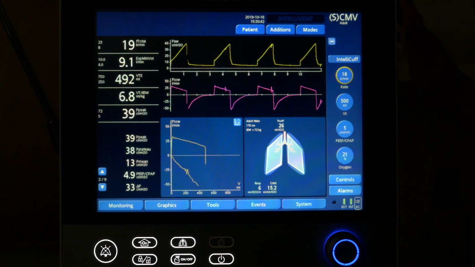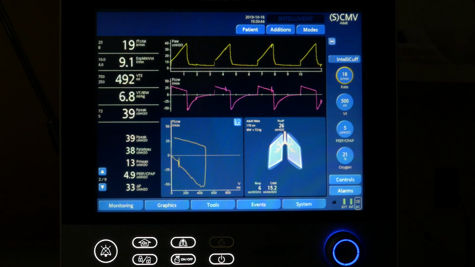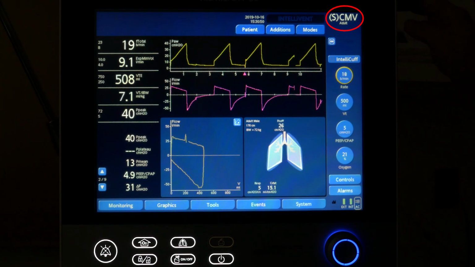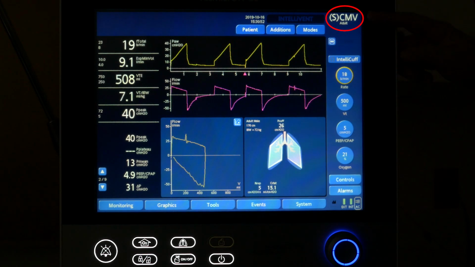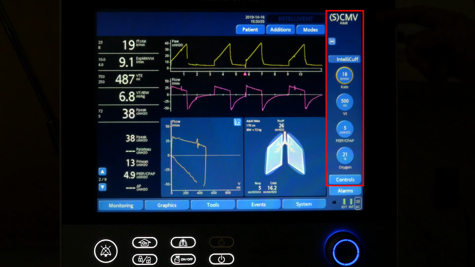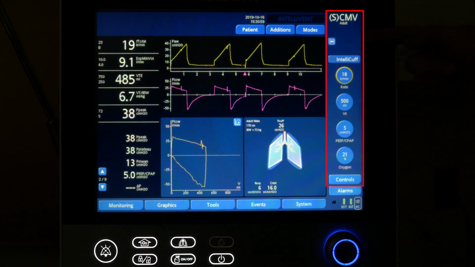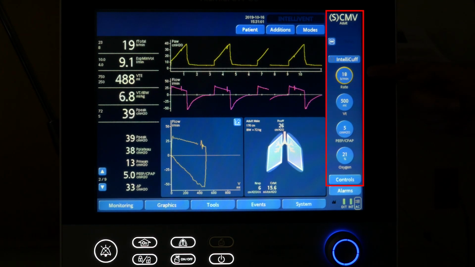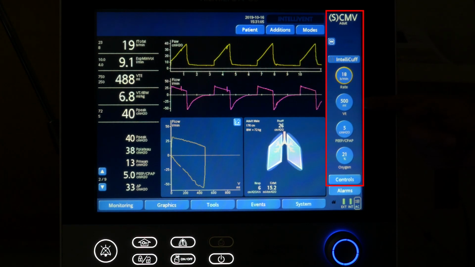First, let's start with the basics of the screen. Currently, we have this patient set on volume AC, which is SCMV mode in the Hamilton vent. What I want to point out, though, is the settings of the vent are along the right side, starting at the top where you can see the mode up here, and then as you go down, you can see what is set in this mode. This patient's on a rate of 18, a tidal volume of 500, a PEEP of 5, and on 21% oxygen.